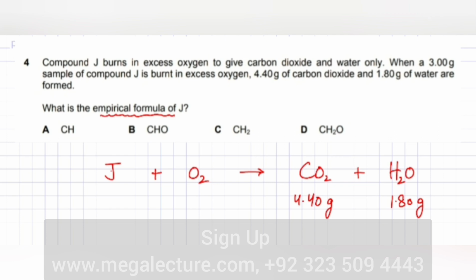So what I'm going to do now is assume that the carbon is coming all from J. J has all the carbons. All the carbons that you see over here in the products are coming from J because the oxygen doesn't have any carbons. All the hydrogen is also coming from J. And the oxygen over here is probably coming from the oxygen gas, but there might be some oxygen present in J as well, but we're not sure what amount of oxygen is present in J.